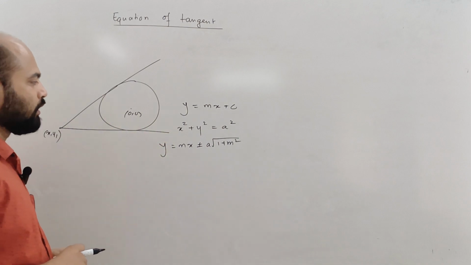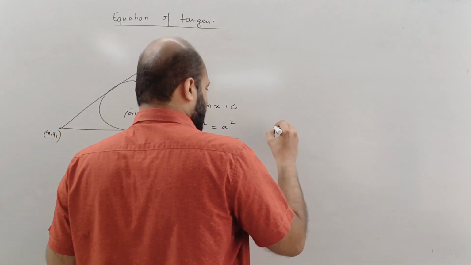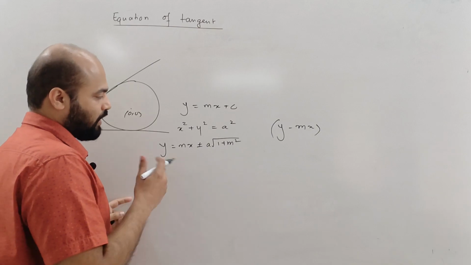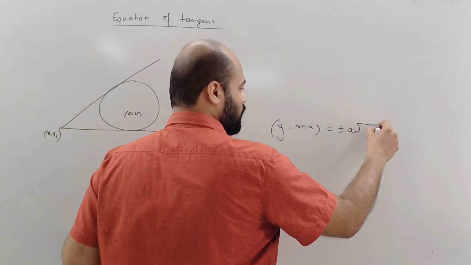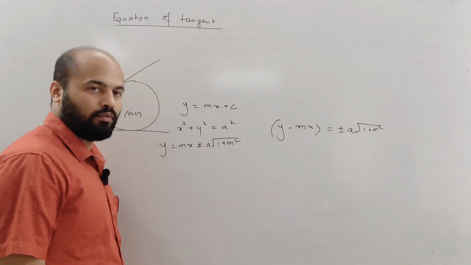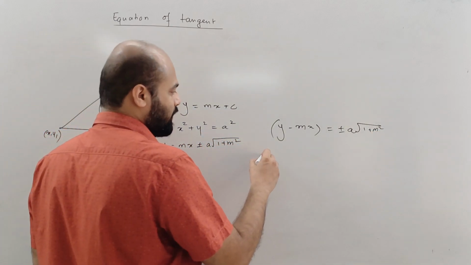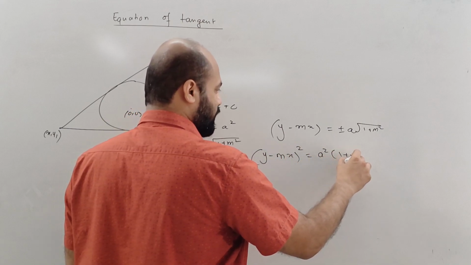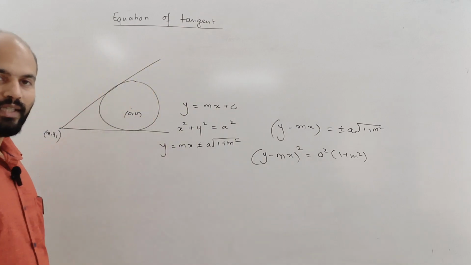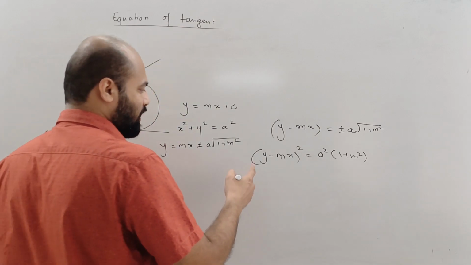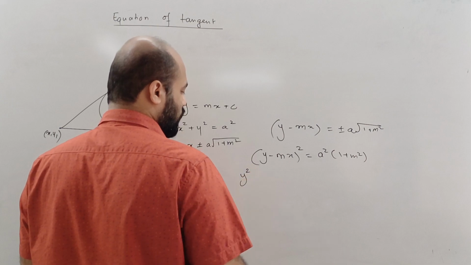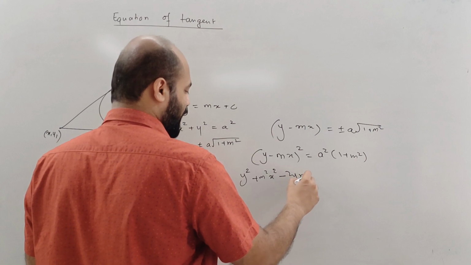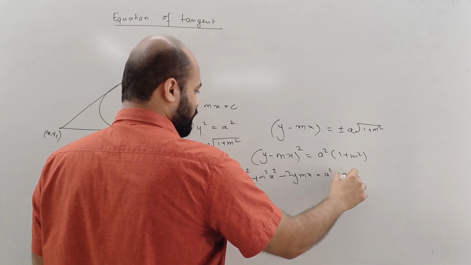Now that's the case. We can surely say that if I transform mx on the other side, it's going to look like this: y minus mx equals to plus minus a root 1 plus m square. So let's square on both the sides. If we square on both the sides, it's going to be y minus mx the whole square is equal to a square into 1 plus m square. Now let's rewrite this equation. If I rewrite this equation, it's going to be y square plus m square x square minus 2y mx equals to a square plus a square m square.